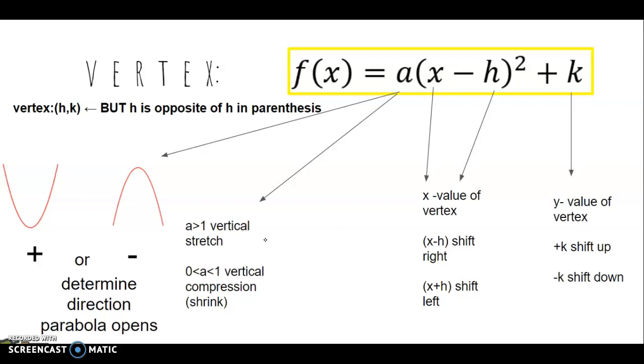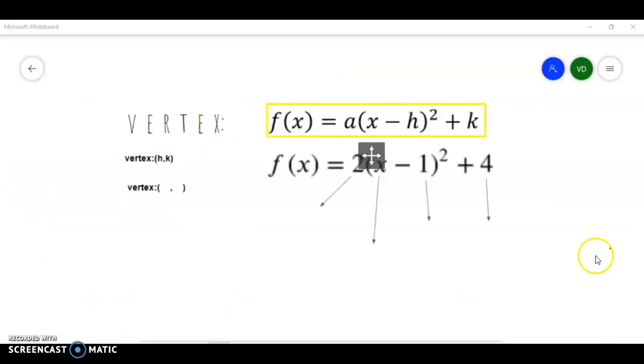Then this number over here at the back, this plus K, it's either going to go up or down. If it's positive, it's going to move up. If it's negative, it's going to move down. Okay, so let's try one. So please ignore that big gray box right here in the middle. This is your next slide.